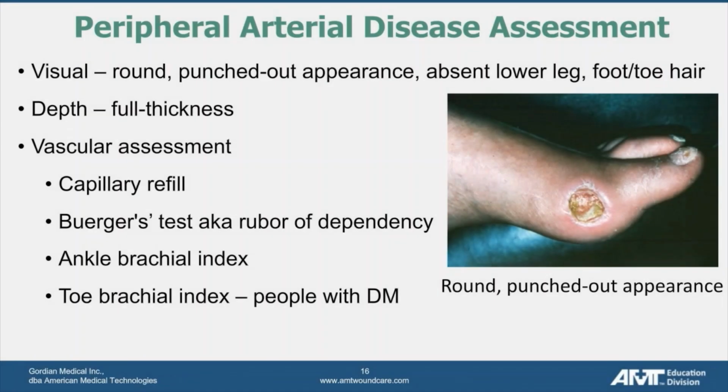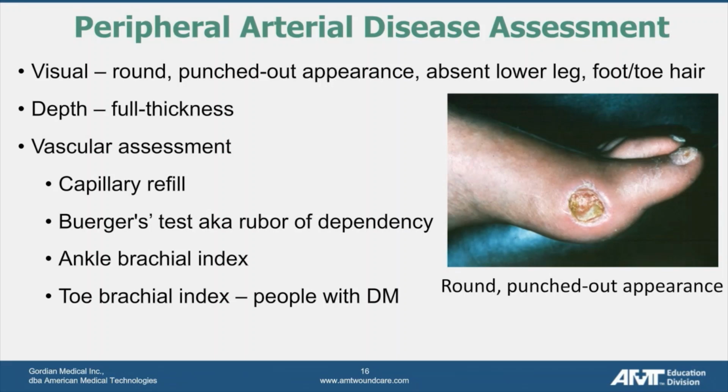There is a term used in the wound management arena that's called a punched out appearance. And when you hear that term, punched out appearance, we're referring to arterial wounds and peripheral arterial disease. So you're going to do a visual assessment. Look to see if some of these wounds are round, punched out. Look at the lower leg where there may be lack of hair on the leg or the toes or the foot. These wounds are full thickness wounds.